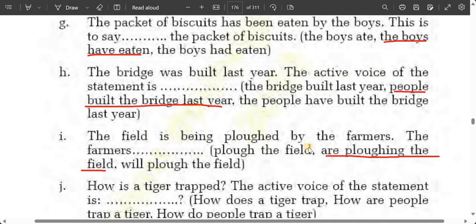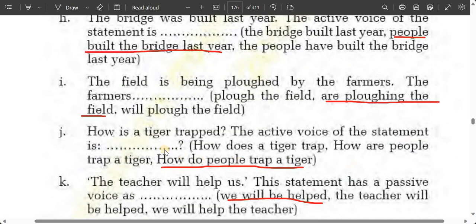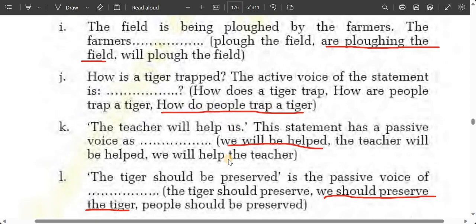The field is being plowed by the farmers. The farmers are plowing the fields. Next one. How is a tiger trapped? How do people trap a tiger? It's very easy, I think you know the basic rules of how to change active into passive.